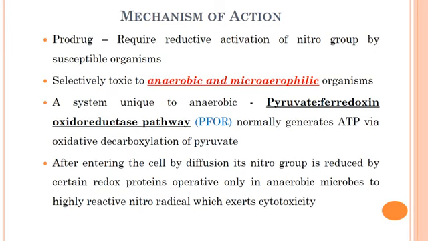Mechanism of action of metronidazole. It is a prodrug. It requires reductive activation of nitro group by susceptible organism. It is selectively toxic to anaerobic and microaerophilic organisms. There is a system unique to anaerobic organisms, that is pyruvate ferredoxin oxidoreductase pathway, which normally generates ATP via oxidative decarboxylation of pyruvate. After entering the cell by diffusion, its nitro group is reduced by certain redox proteins operative only in anaerobic microbes to highly reactive nitro radical, which exerts cytotoxicity.